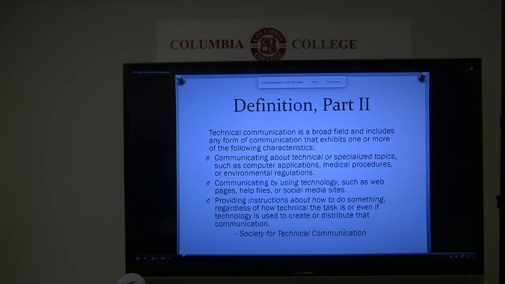I think what I really want you to pay attention to is the first bullet point that says communicating about technical or specialized topics, because that's really what you are going to be doing in this course as well as in your respective industries. Of course, there are elements of using technology. By and large, you're going to rely on things like Microsoft Word or Excel to help you build and communicate the ideas that you're going to be representing in your industries. And this last bullet does come into play in a lot of ways, this notion that you're going to be producing some form of instructions about how to do something.